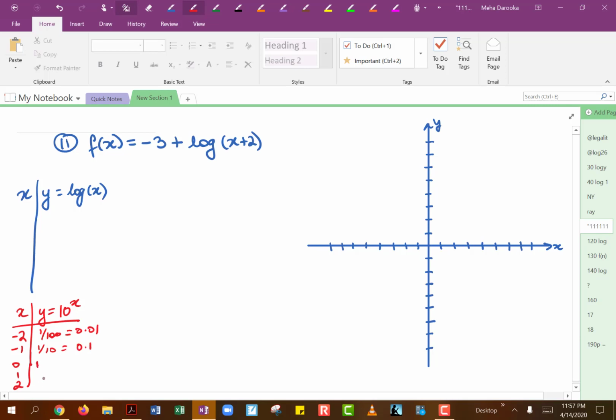So if you just reverse this table, I would have -2, -1, 0, 1, and 2 here. I would have 0.01, 0.1, 1, 10, and 100 over here. So this would be your table for the basic log of x function, but now to create the table for our function over here.